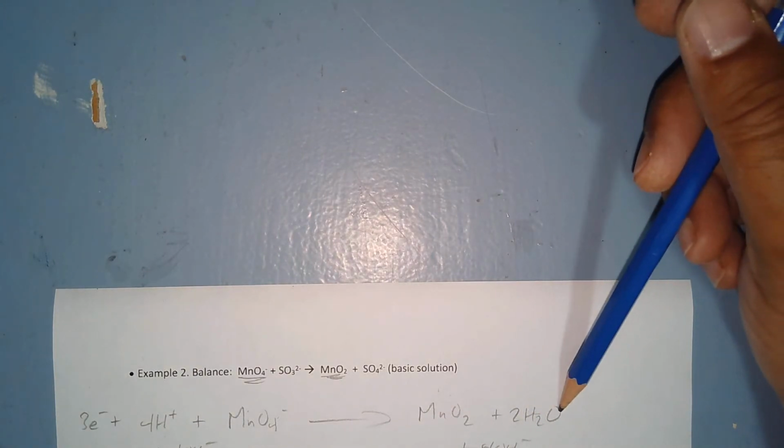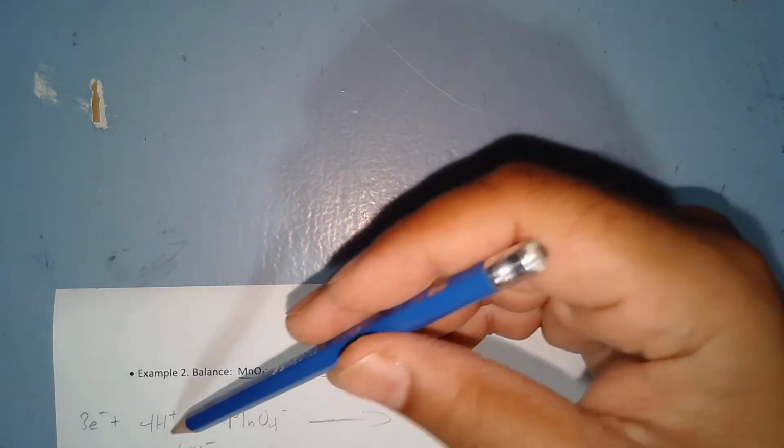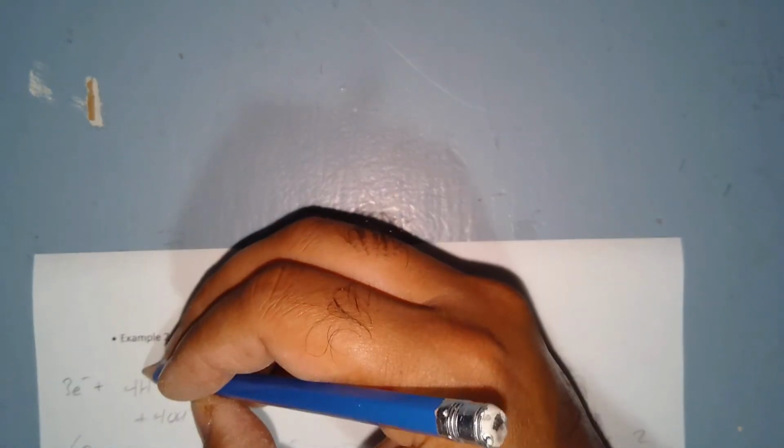This is where we would leave it if it's acidic. It says basic, so we want to get rid of the 4 H pluses, so we add 4 OH minuses on both sides, and these 4 here will turn into 4 water.